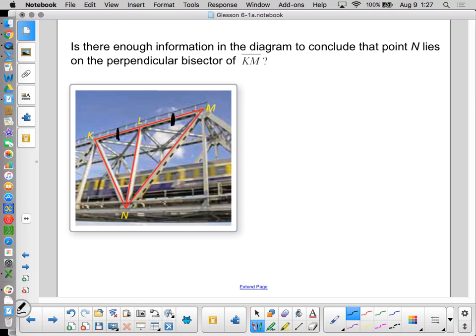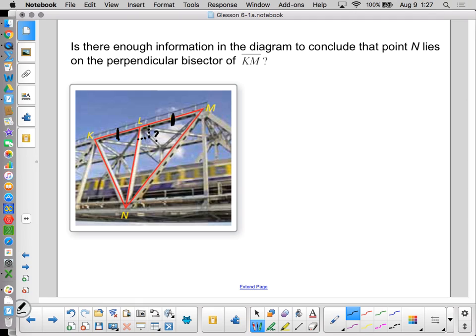So we know it's at the midpoint. We know L is the midpoint, but do we know that it is perpendicular? Do we have enough information to conclude that this is a right angle? That's the question. And the answer here is no, I do not have enough information. If I knew that NK is congruent to NM, then yes, I'd be good to go.